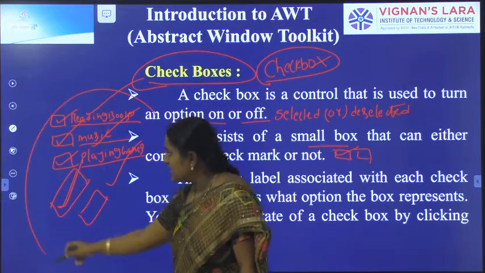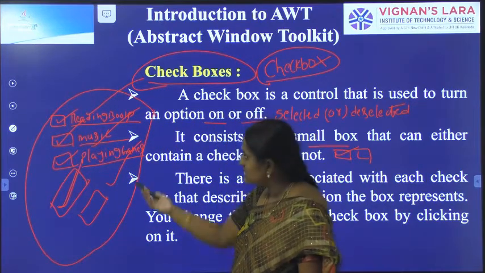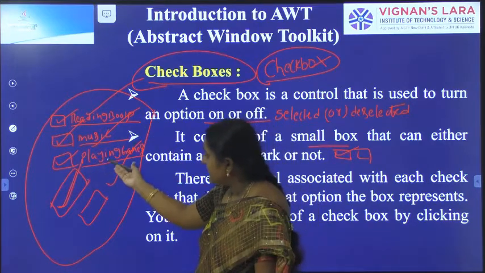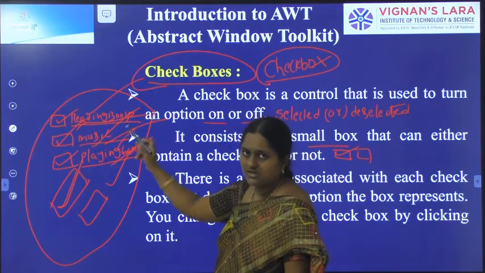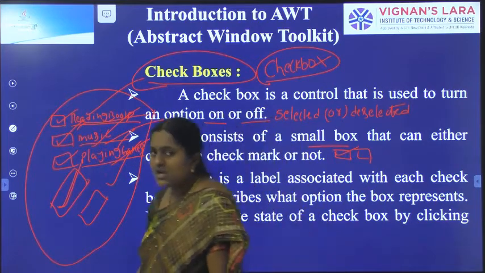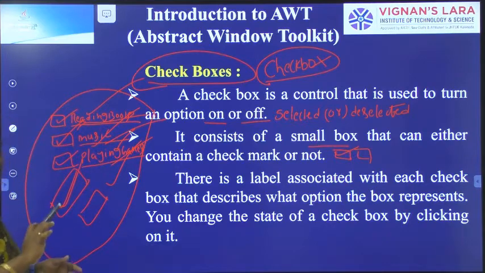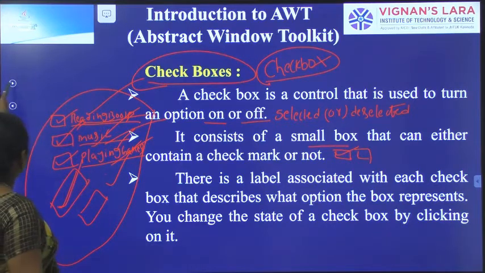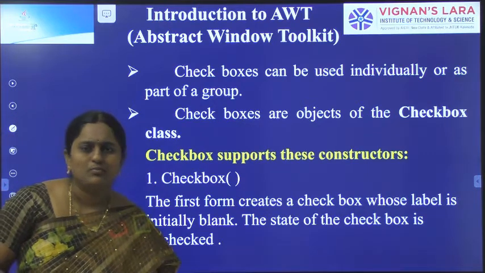Here I am taking hobbies as an example. A person can have multiple hobbies: reading books, music, playing games. So you can select multiple options, and it can contain on or off. Initially it was deselected.